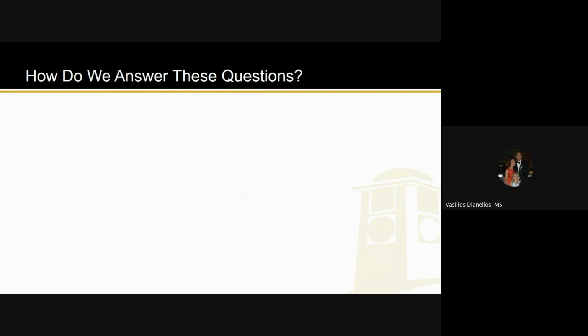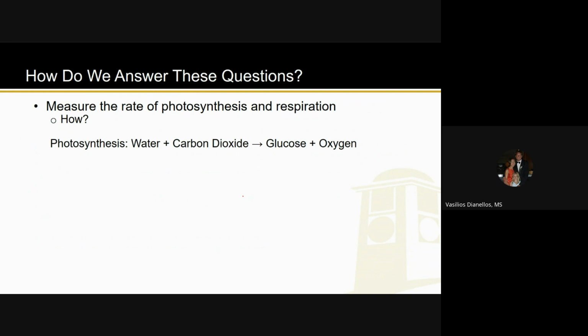Before we can talk about that, let's talk about a little background information that you should already know at this point, at least for respiration. We will talk about photosynthesis first. Here's the basic equation for photosynthesis. When you mix water and carbon dioxide, you get glucose and oxygen.